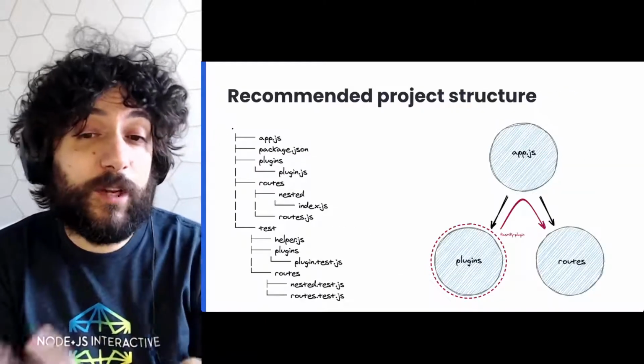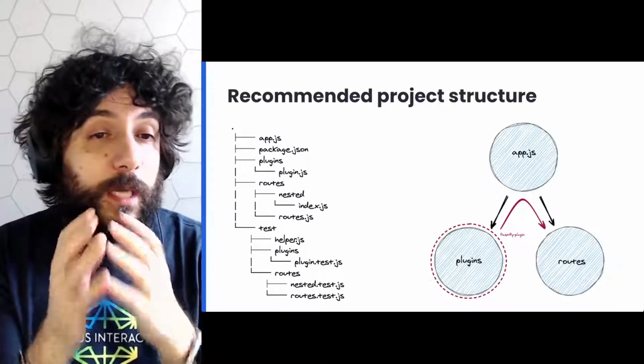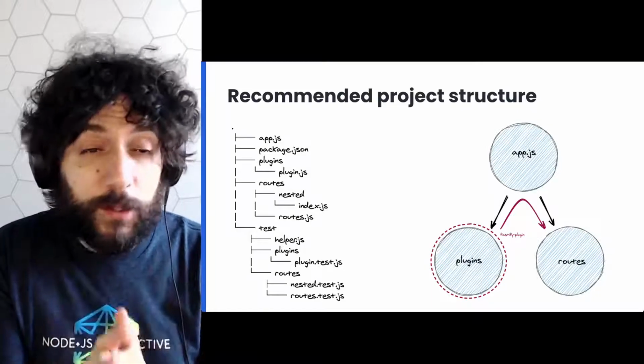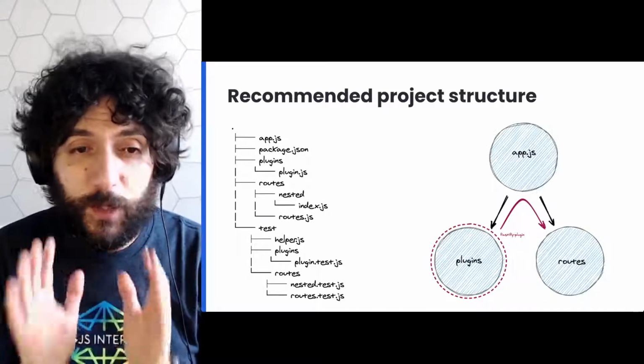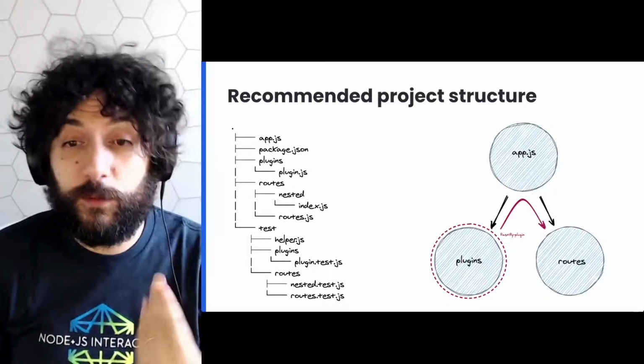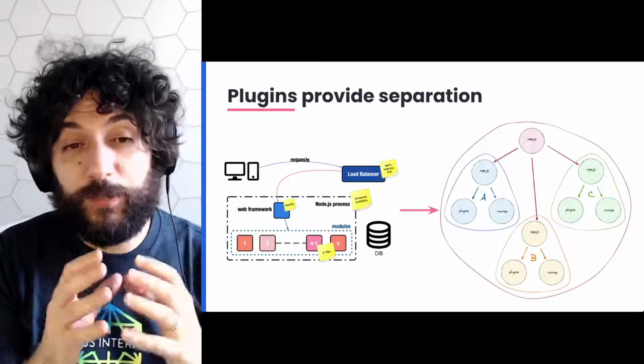We also provide a recommended project structure, which provides an app.js file that contains your app, a plugins folder for reusable behavior, a routes folder for all your routes with a nested pattern. We'll see how to do that, and then a test folder with your code. Fastify provides this concept of encapsulation, as we have seen.